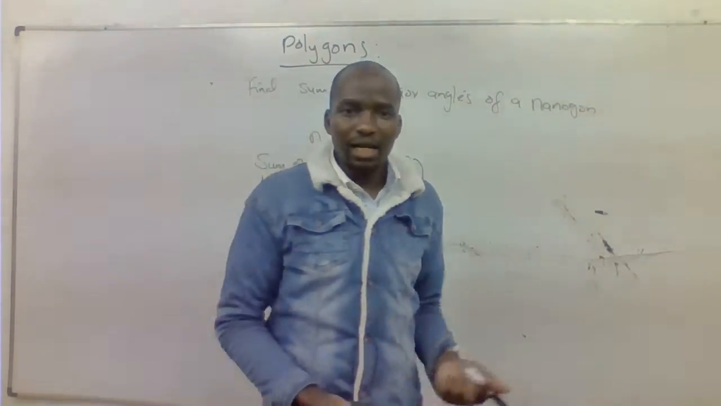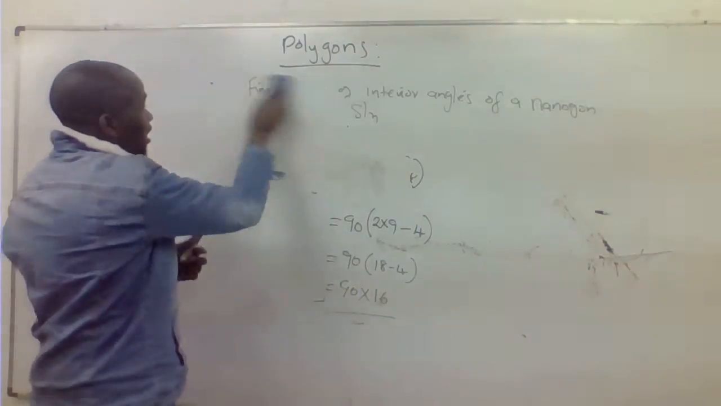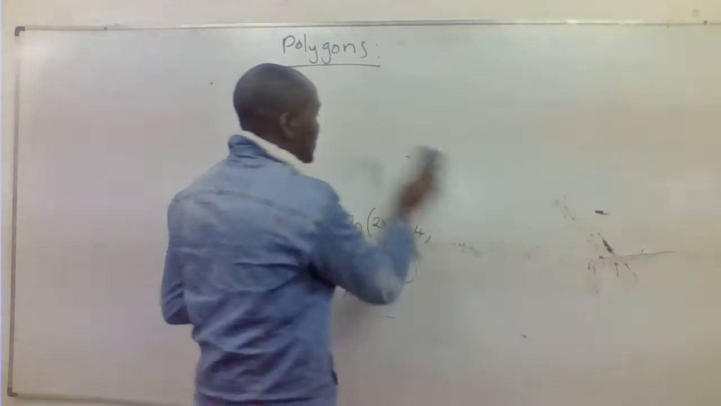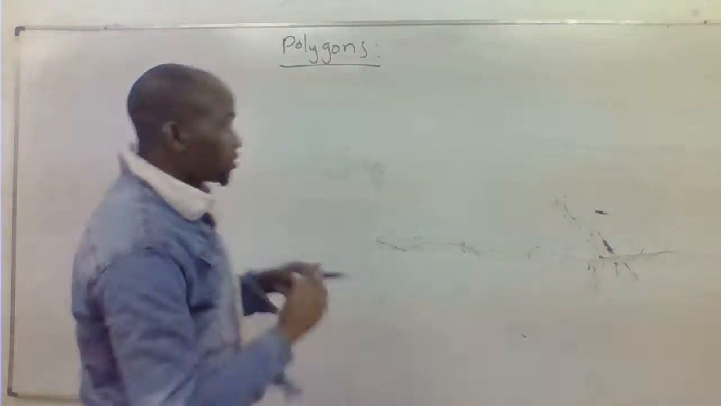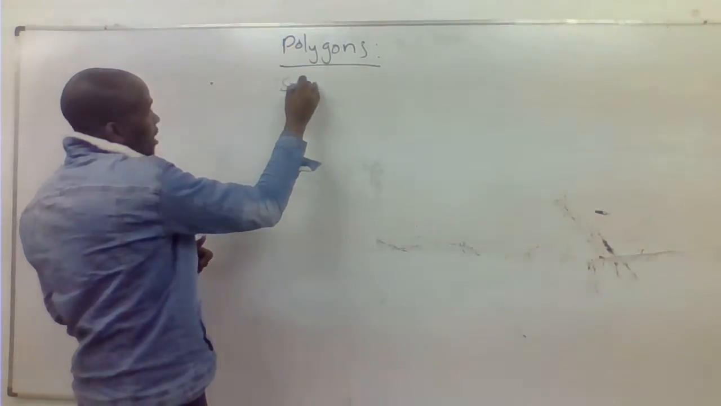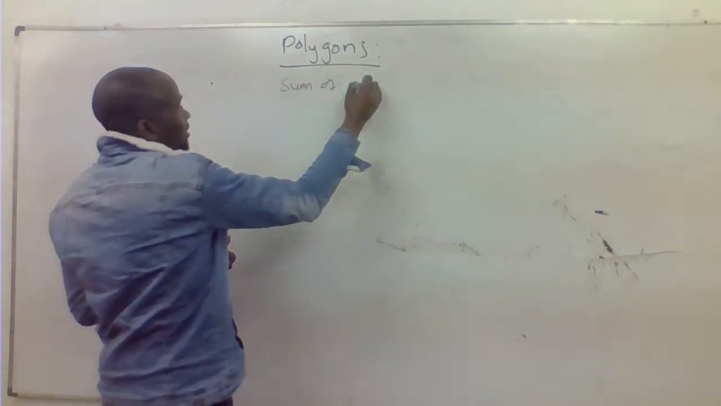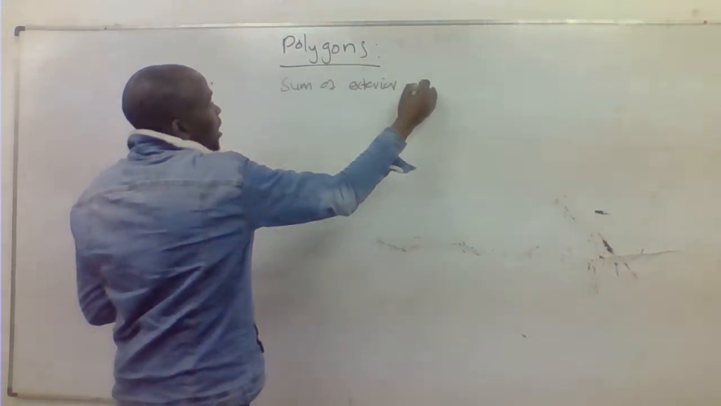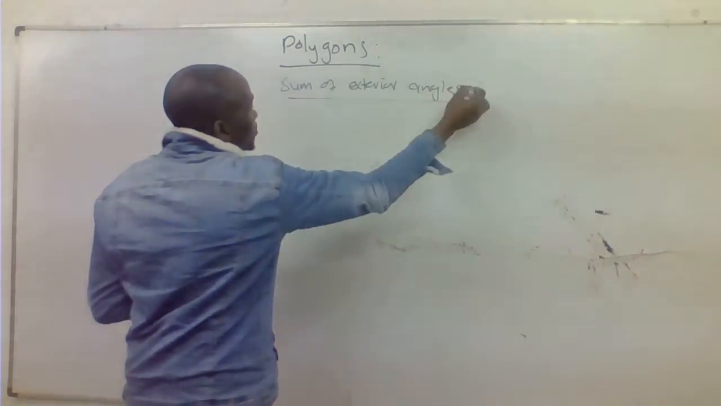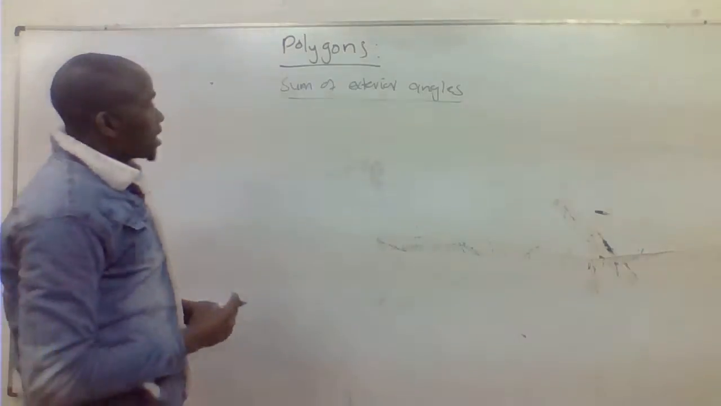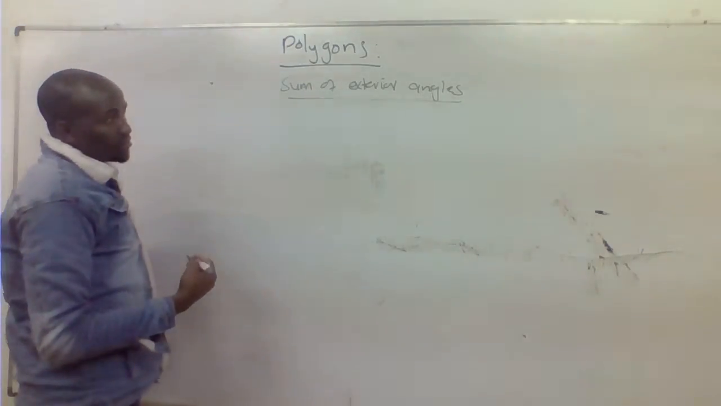I want us to learn another concept still on polygons. That is the sum of exterior angles of a polygon. So the sum of exterior angles is given by what?